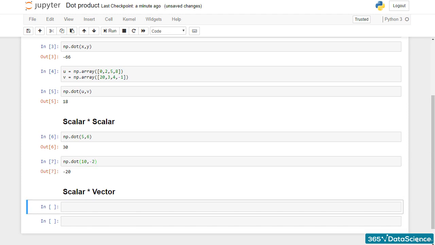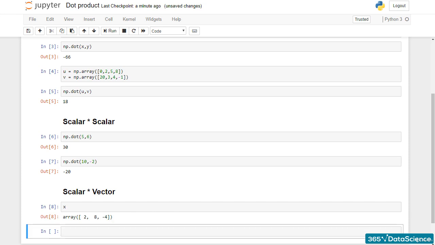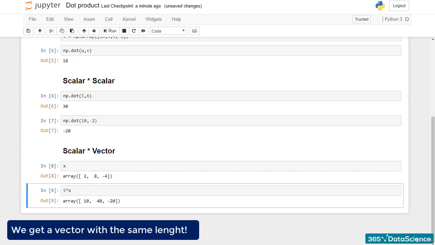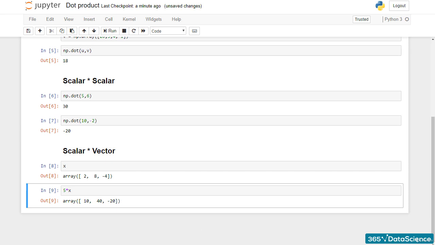All right. Finally, what happens when we multiply a scalar by a vector? Let's multiply 5 times the vector 2, 8, minus 4. When we multiply a vector by a scalar, we get a vector with the same length. Its components are each multiplied by that scalar. So, for our case, we would get 2 times 5, 8 times 5, and minus 4 times 5. The result is 10, 40, minus 20.